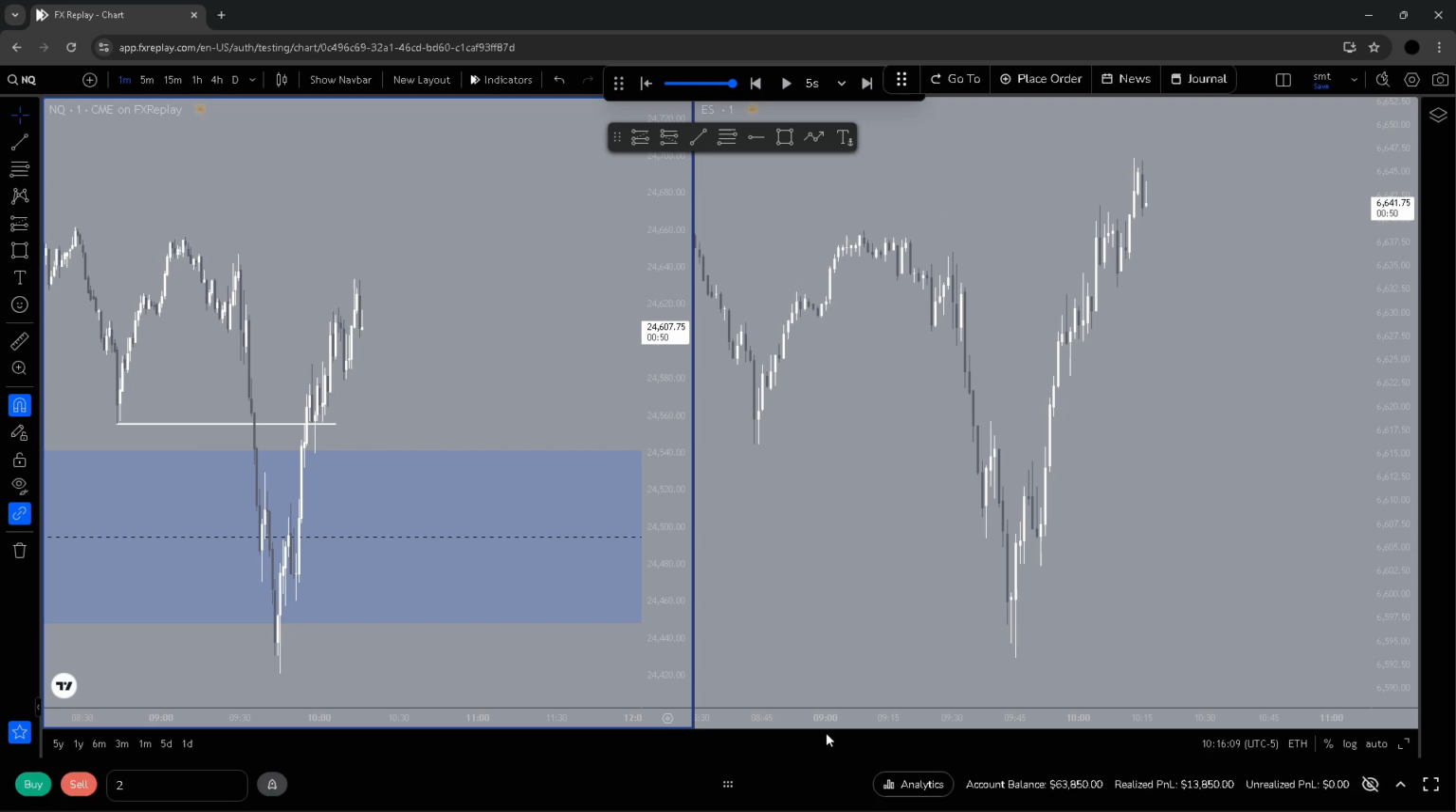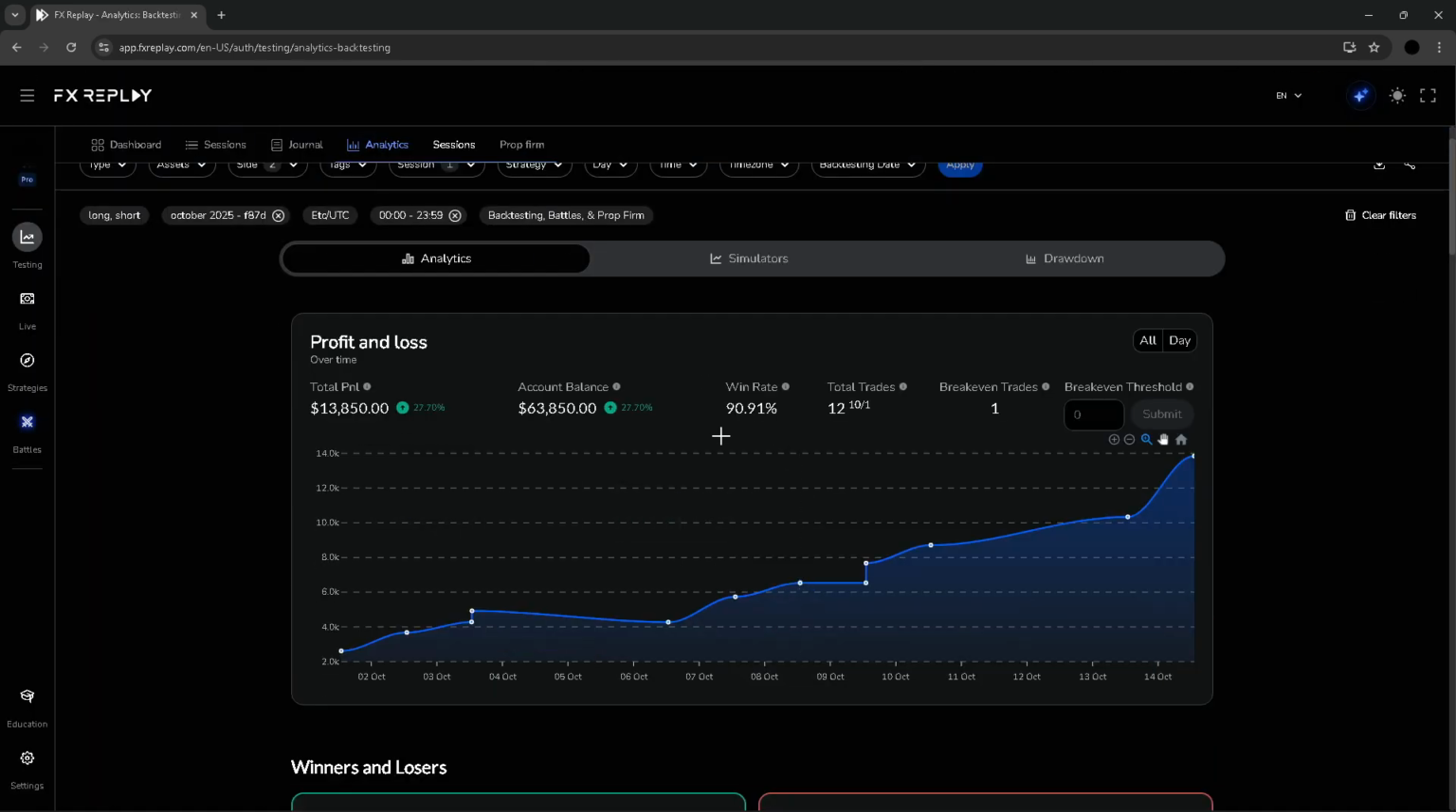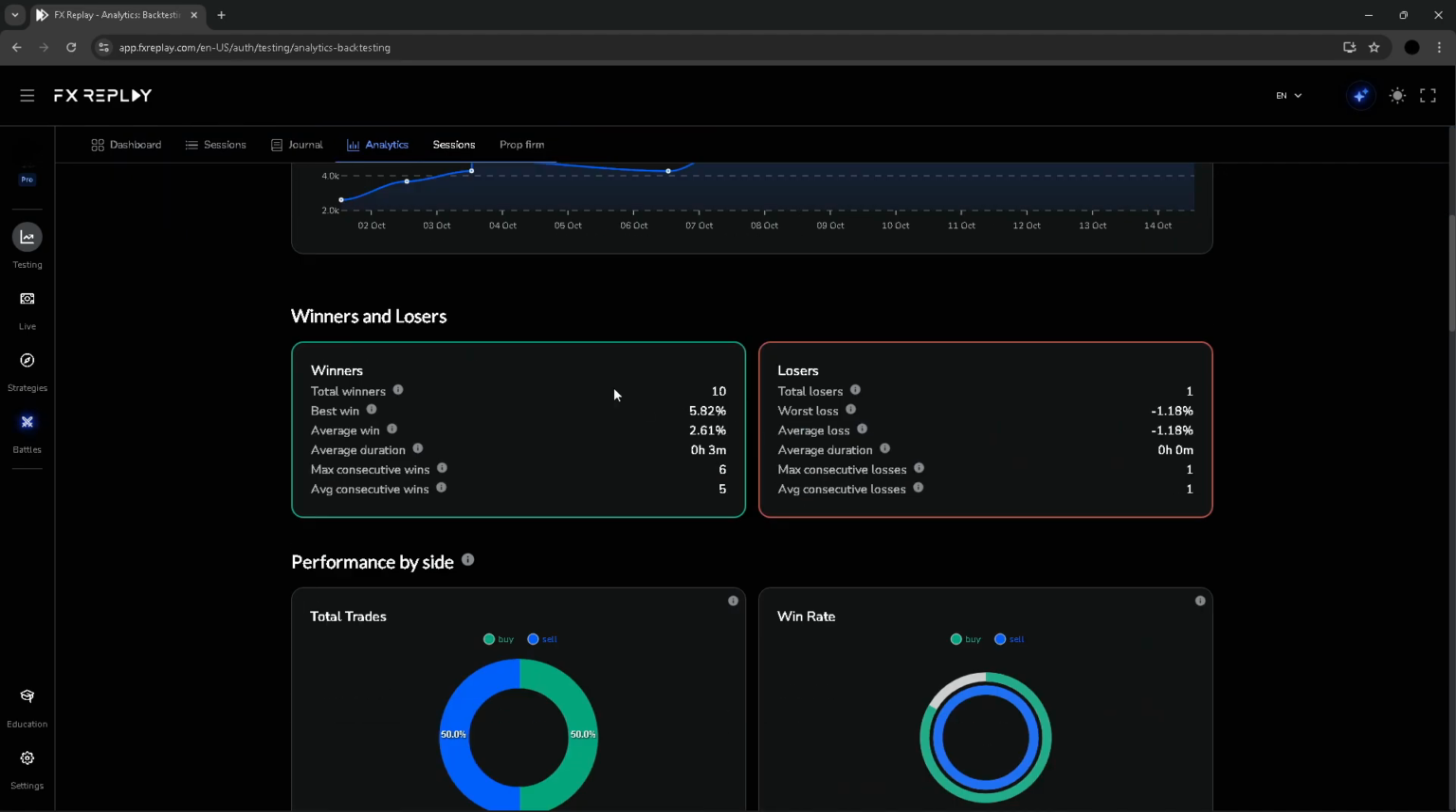So that's it, guys. So let's see the analytics. So 90% win rate, we took one losing trade. It is what it is.